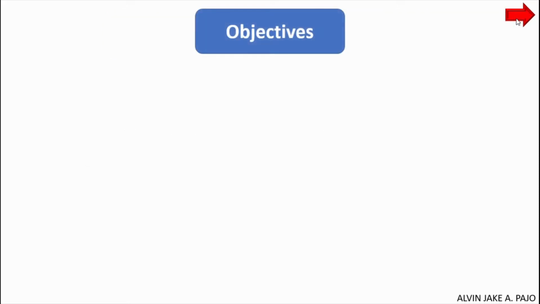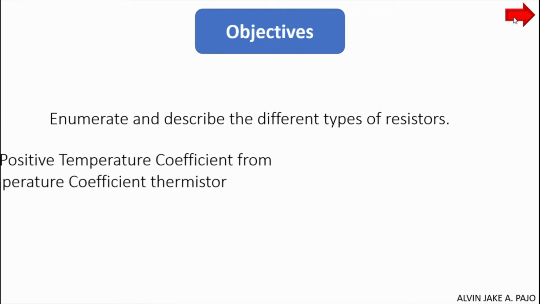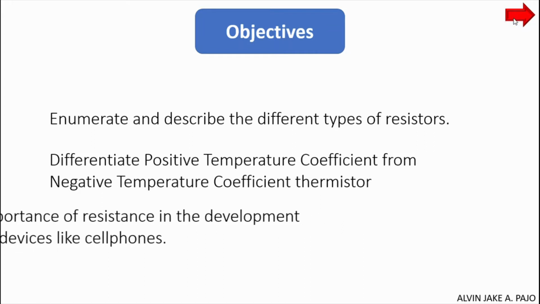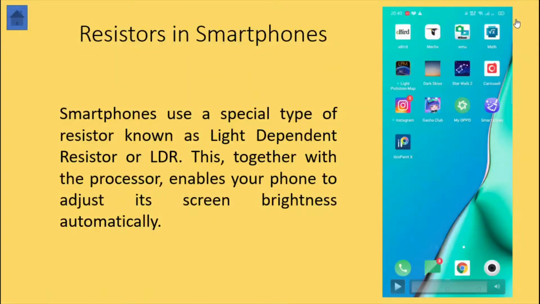For you to have a direction, here are your specific objectives. Enumerate and describe the different types of resistors. Differentiate positive temperature coefficient from negative temperature coefficient thermistor. And finally, value the importance of resistance in the development of electronic devices like cell phones.